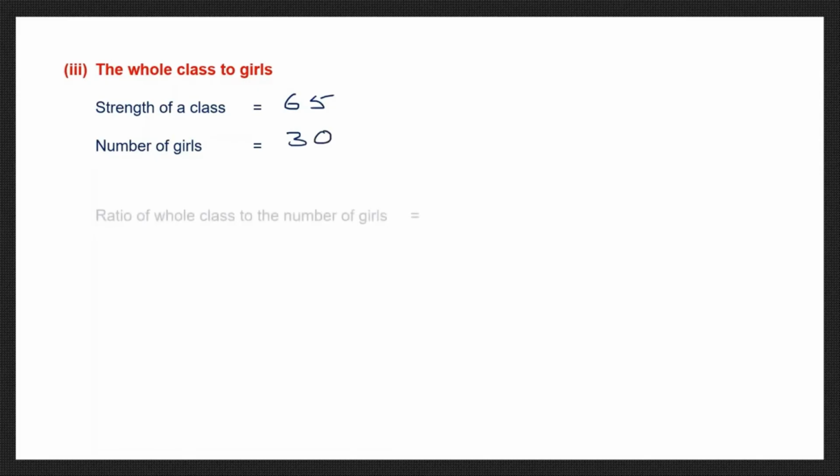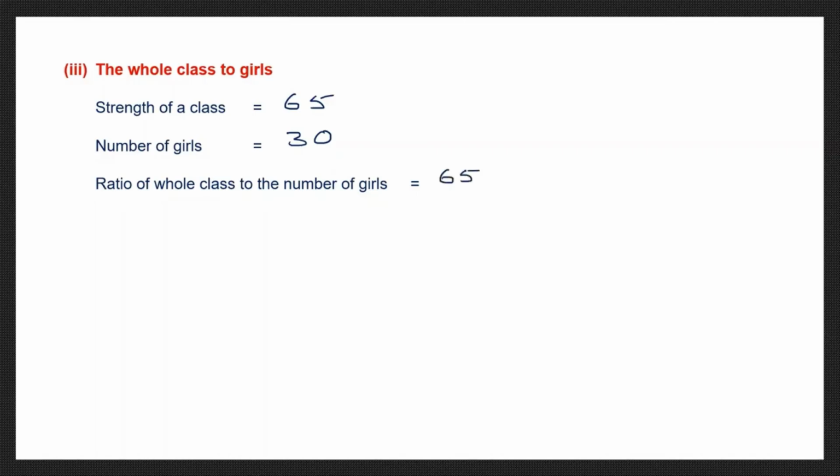Question 3. This time we must find the ratio of the whole class to the number of girls. So the strength of the class is 65. The number of girls is 30. Now we have to find the ratio of the whole class to the number of girls. That is 65 is the whole class and 30 is the number of girls. So we need to find the ratio of 65 is to 30.